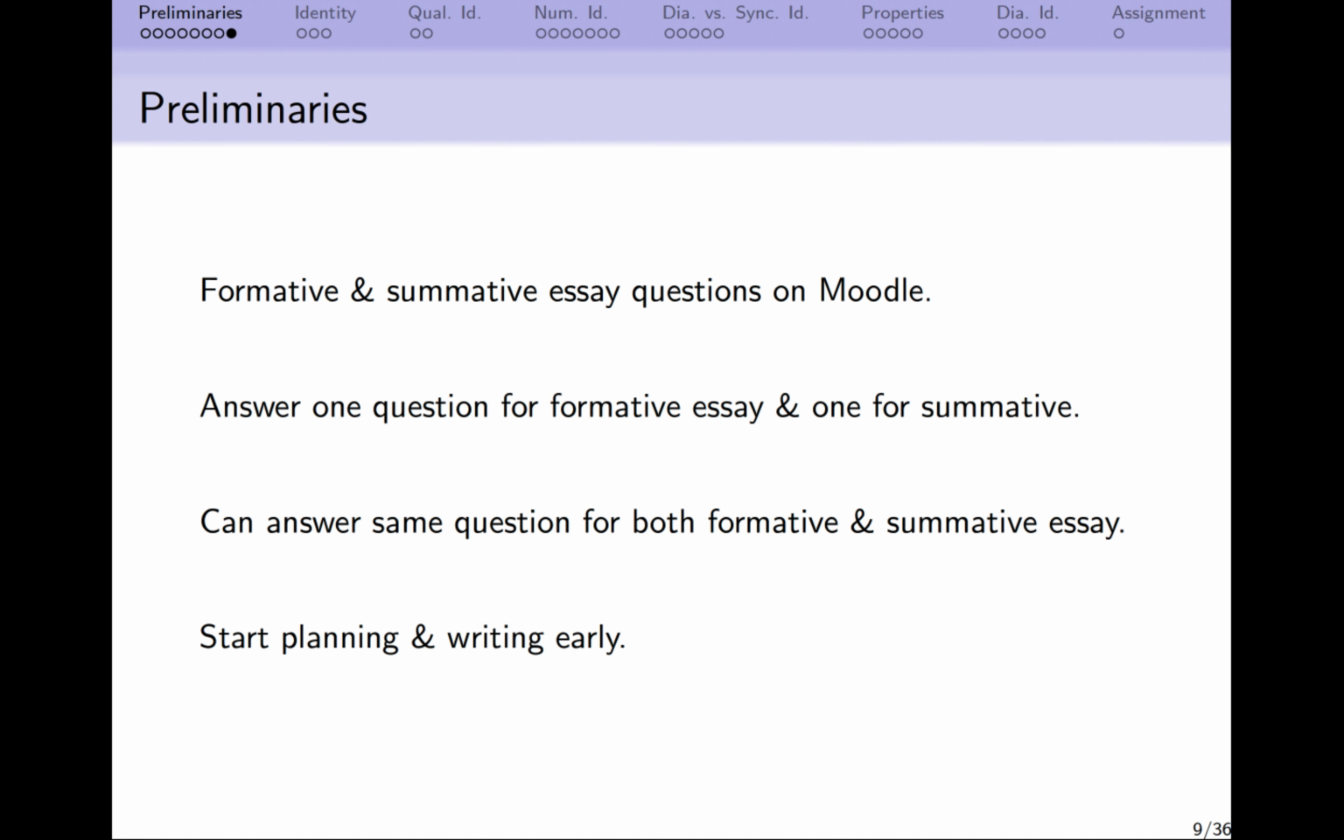However, obviously, it's expected that the summative essay wouldn't simply be a reproduction of the formative essay, but would be an expanded, improved version.